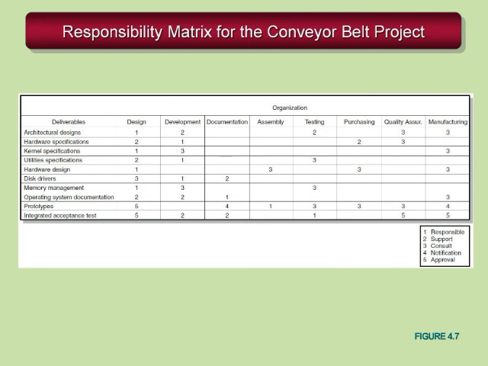On this last slide, you can see another example of a responsibility matrix. This one deals with the conveyor belt project. In fact, it's the conveyor belt project in the back of your book. Here you can see that we haven't identified individuals, but functional units within the organization and their responsibilities for this project. This particular responsibility matrix has lots of extra information: who's responsible, who's supposed to support that particular task or deliverable, who's consulting, who requires notification, and who's responsible for approving and moving forward with the project. So it throws a lot of extra information out there.